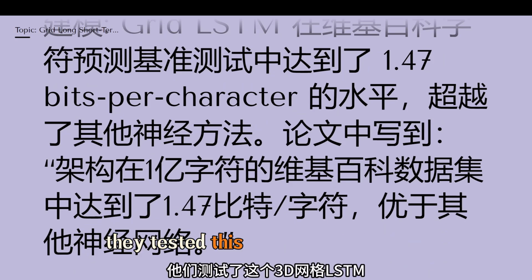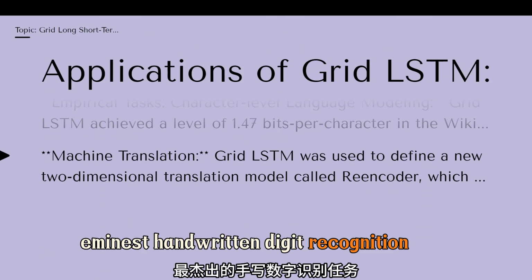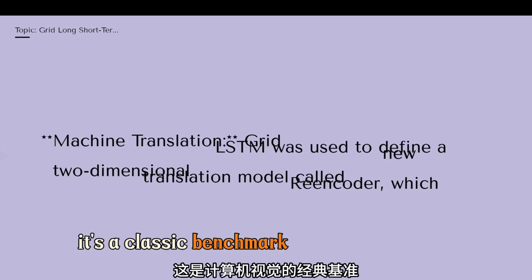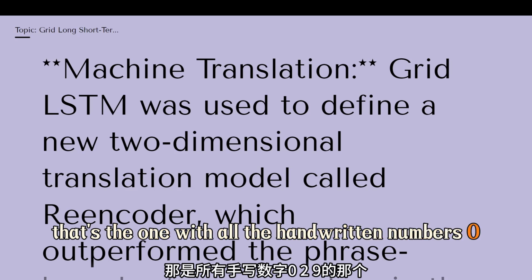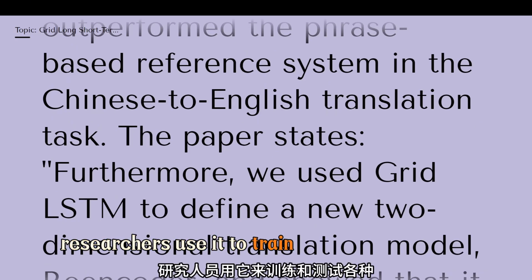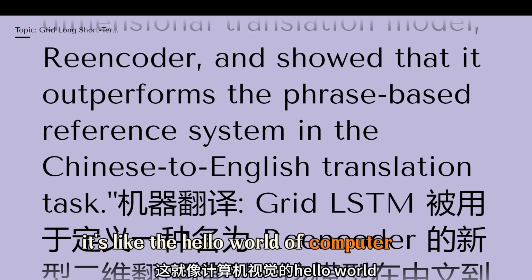They tested this 3D Grid LSTM on the MNIST handwritten digit recognition task. It's a classic benchmark in computer vision. Right, that's the one with all the handwritten numbers, 0 to 9. Researchers use it to train and test all sorts of image recognition algorithms. It's like the hello world of computer vision.